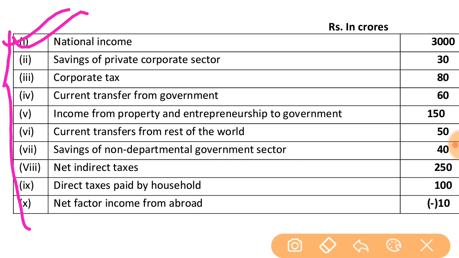And next is the saving of private corporate sector. So saving of private corporate sector means what? One of the important sources of saving is the private corporate sector. It is actually the saving of the private companies, which is given in the data by RBI. Next, what is corporation tax?